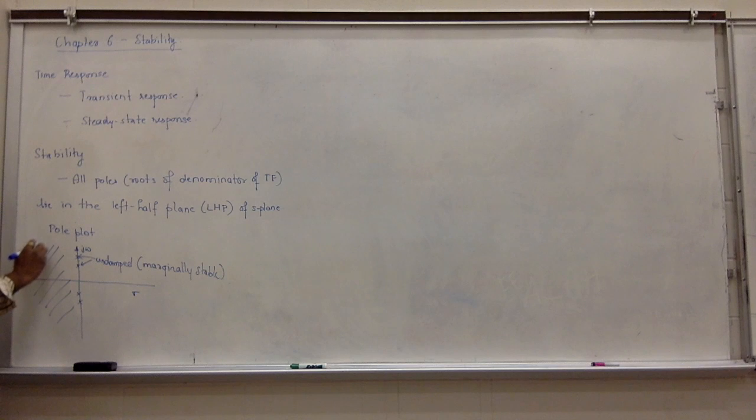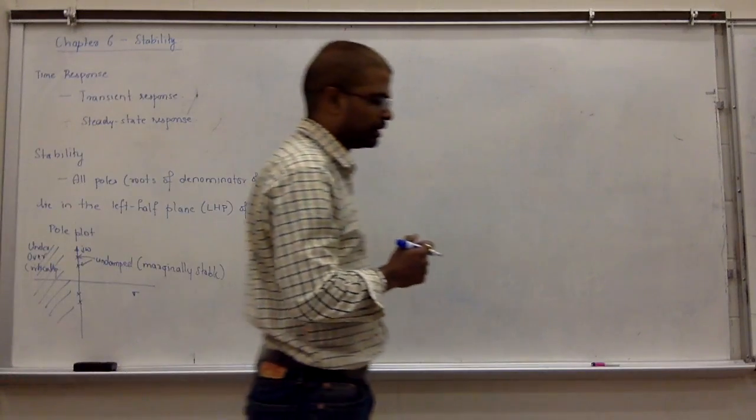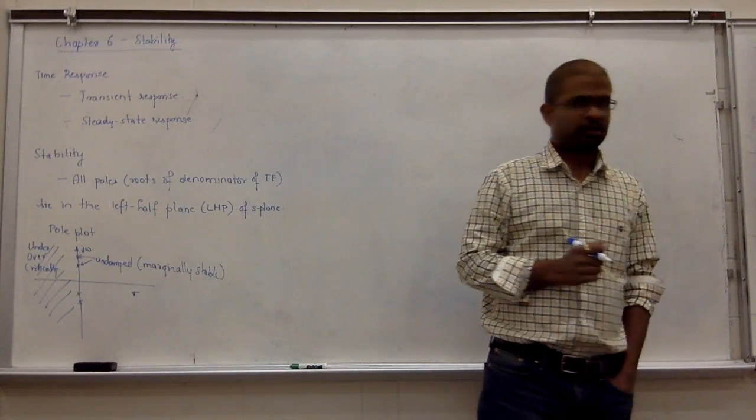All the other system poles are in this half. So underdamped, overdamped, critically damped, all the poles are in this half. So you see, the left half plane of this s plane. The system is stable only if the poles are in the left half plane. If the poles are in the right half plane, the system is unstable. And we don't discuss automatic control for an unstable system. It doesn't make sense. Okay.